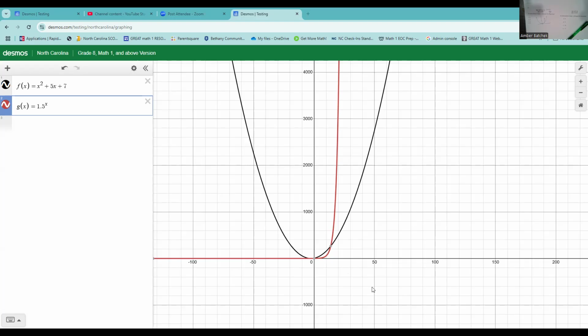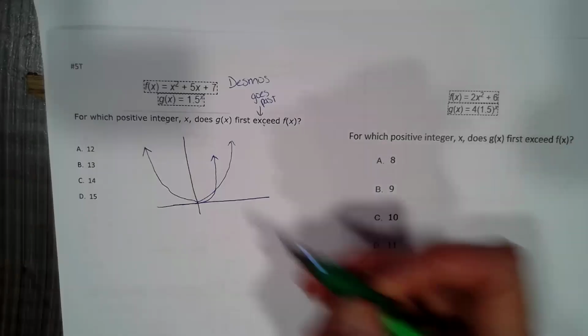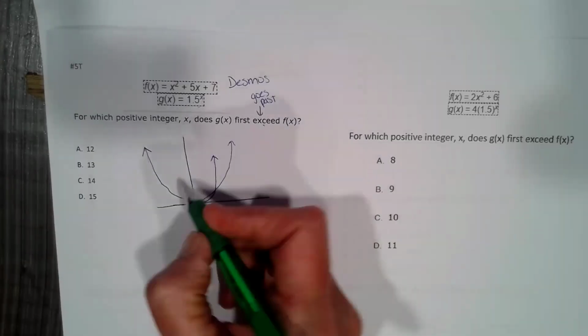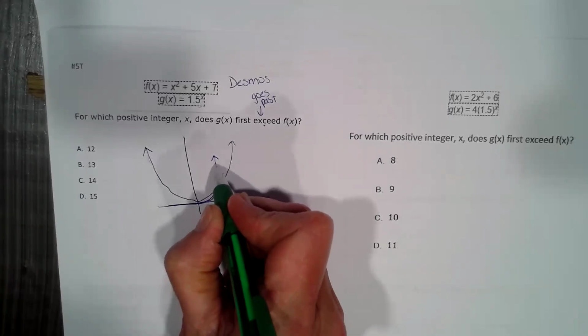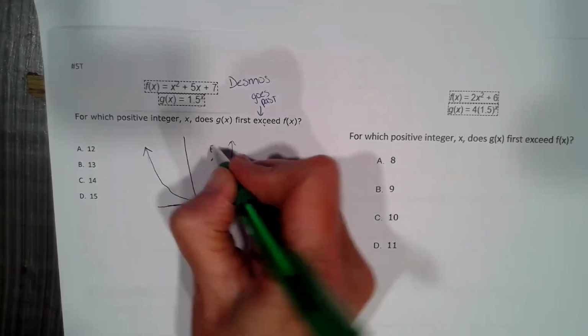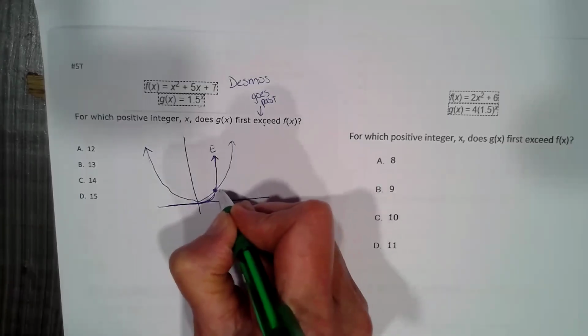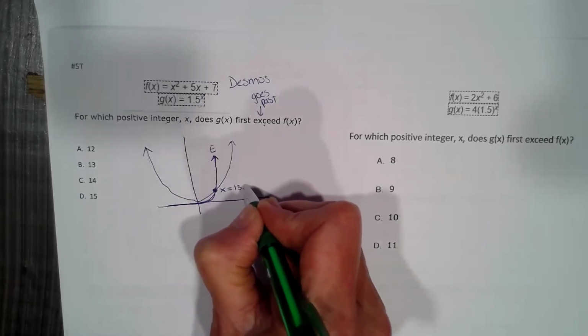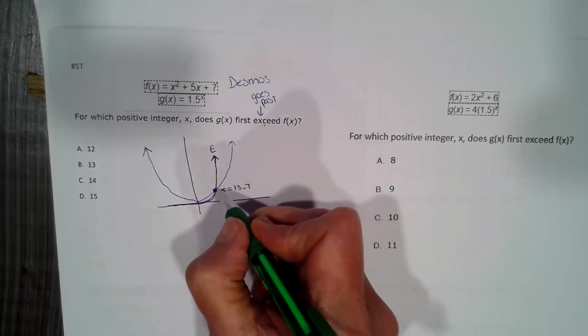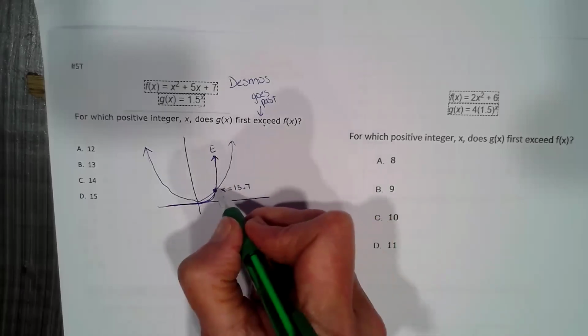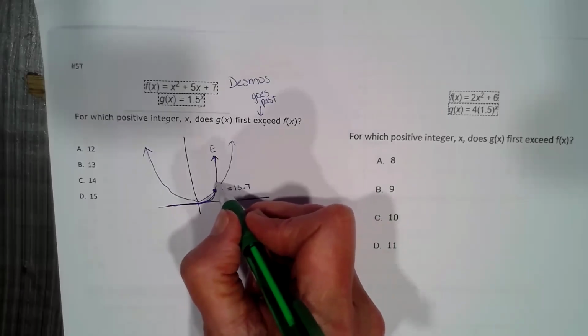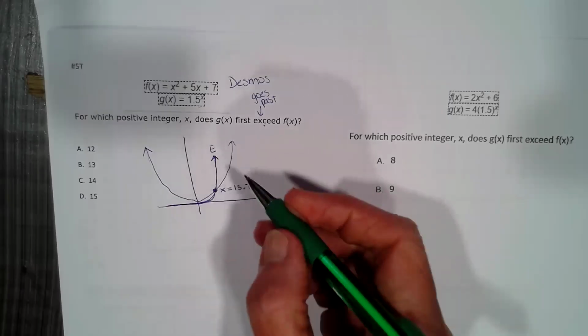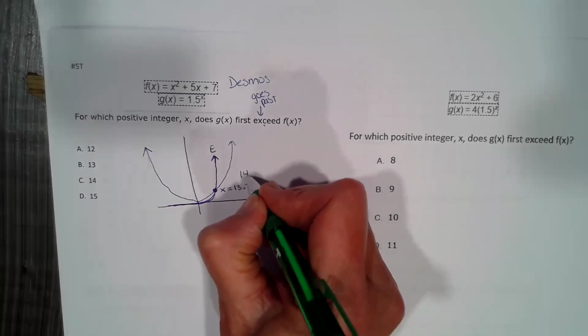And this is what mine looks like. Okay, I want you to notice mine's not sloppy. Here is my quadratic. Here is my exponential. You can put an E here. And right there's my intersection. And my intersection is where X is 13.7 something. And I need to go up, okay? Not because of the 7, but because I need the next integer to where this line is above this line. So that's going to be 14.